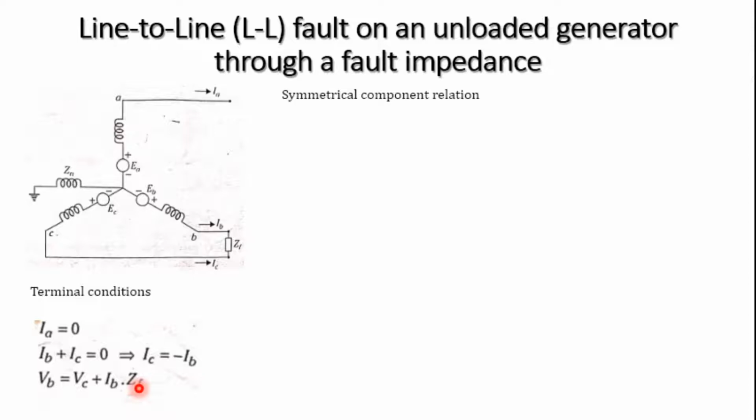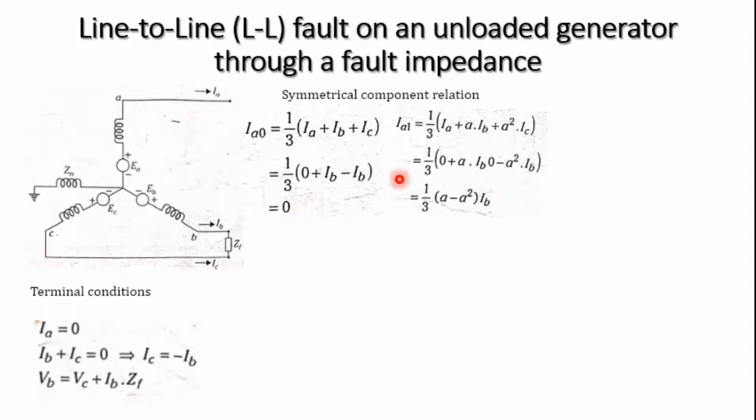Okay, so we have to consider the symmetrical component relation. Here we know that IB plus IC is equal to 0, IA is also 0. So hence it is better to calculate the current rather than the voltage. That's why we are calculating IA0, IA1 and IA2. Okay, IA0 is equal to 1 by 3 times IA plus IB plus IC. So IA is 0, IB plus IC is also 0. We will get IA0 is equal to 0. Similarly IA1 is equal to 1 by 3 times IA plus a into IB plus a square into IC. Okay, so IA is 0, substitute that. Here we know that IC can be written as minus IB, substitute this.